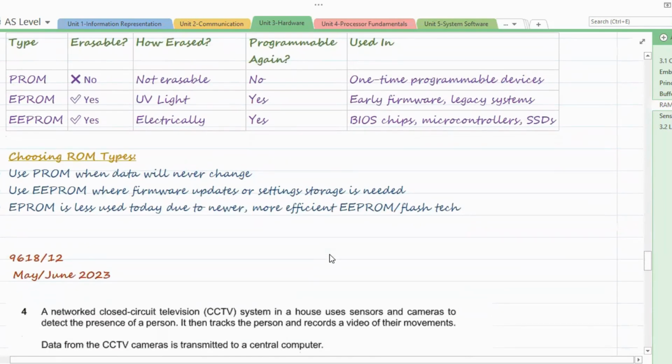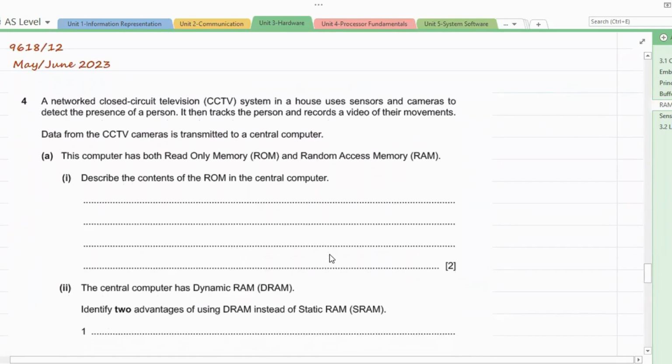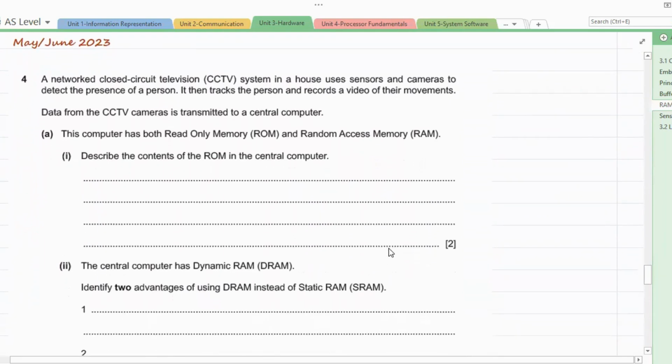Now let's have a look at some past paper questions. First question is from May-June 2023. A networked closed circuit television system in a house uses sensors and cameras to detect the presence of a person. It then tracks the person and records a video of their movements. Data from CCTV cameras is transmitted to a central computer. Now, the computer has both ROM and RAM. Question is to describe the contents of ROM in the central computer, and it's of 2 marks.